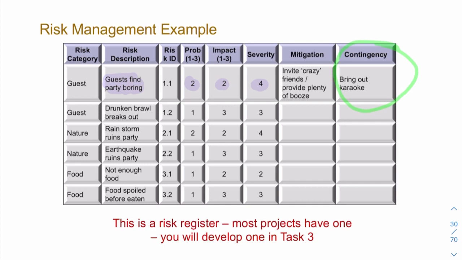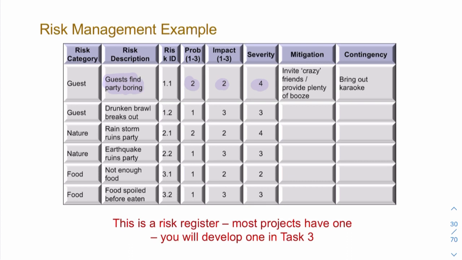So the guests have found it boring. Your crazy friends aren't making a difference. People are yawning, looking at their watch, flicking through their phones, and there's not much of an atmosphere. What do I do? Well, I could bring out the karaoke, hope that that can make a difference. So this is what I do in order to combat the effects that have already happened. Okay?